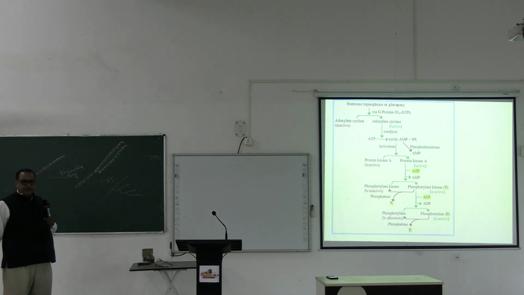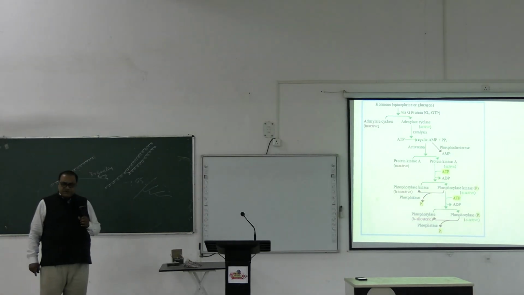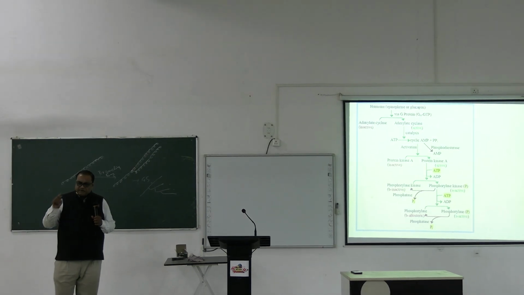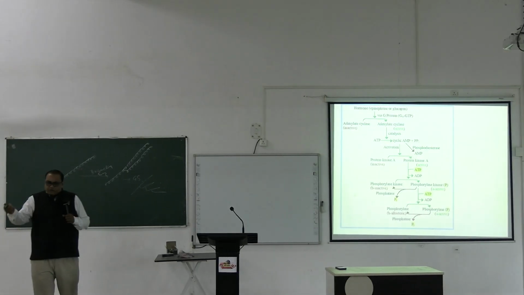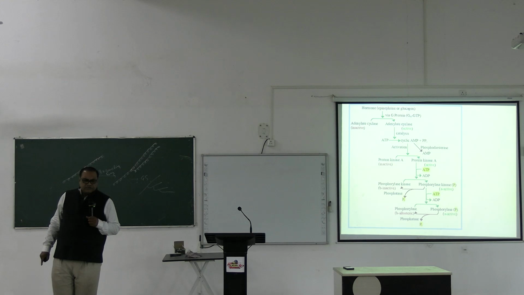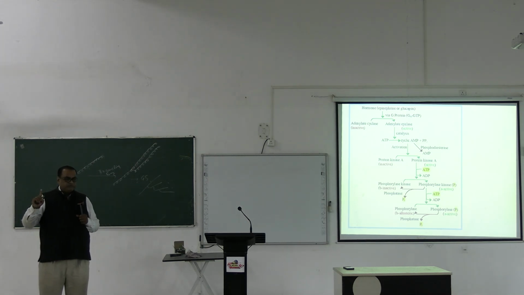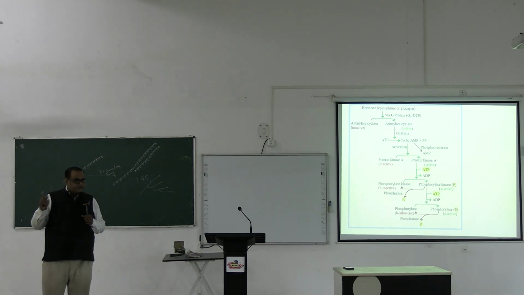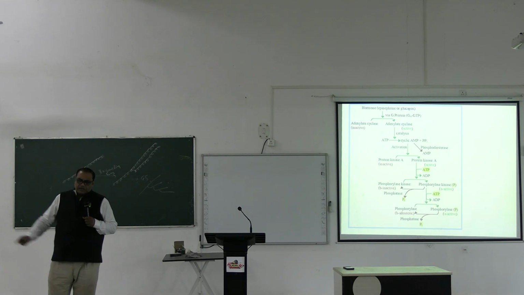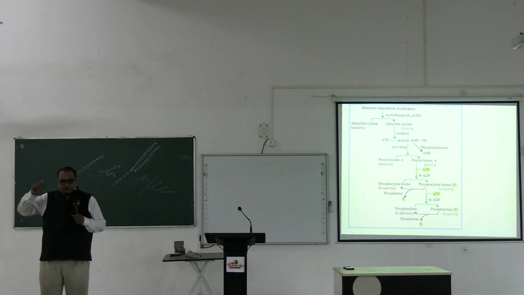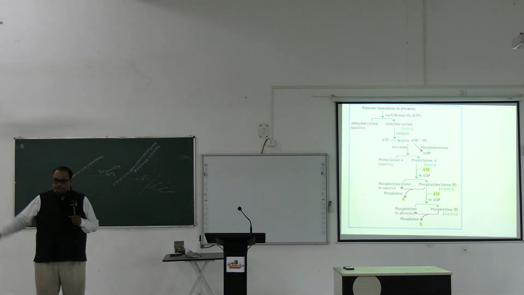Now, remember the concentration of cyclic AMP inside the cell increases when outside the cell glucose concentration is low. Always remember, this is a very, very important line. The concentration of cyclic AMP inside the cell increases when outside the cell glucose concentration is low.